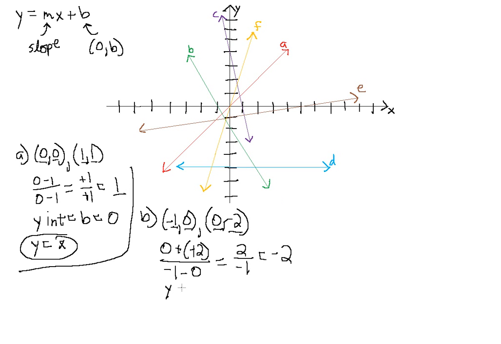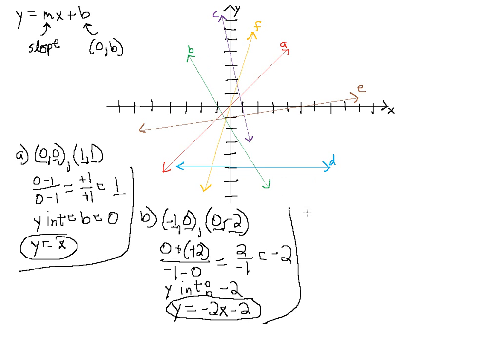Now we need a y-intercept. This will be the point where the line crosses the y-axis, which is at minus 2. So our linear equation in slope-intercept form is y equals the slope, which is minus 2, times x, and our y-intercept, which is minus 2. And that's our linear equation for the line B.